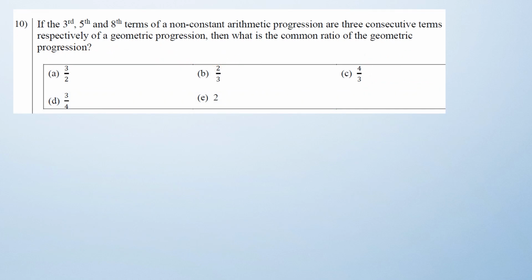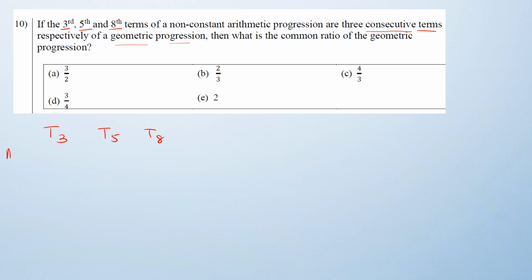Question number 10. We have to consider 3 terms of an arithmetic series. Third term, fifth term and eighth term. So suppose we have T3, T5 and T8. Then these 3 terms will be 3 consecutive terms of a geometric series. So we have to find the common ratio.